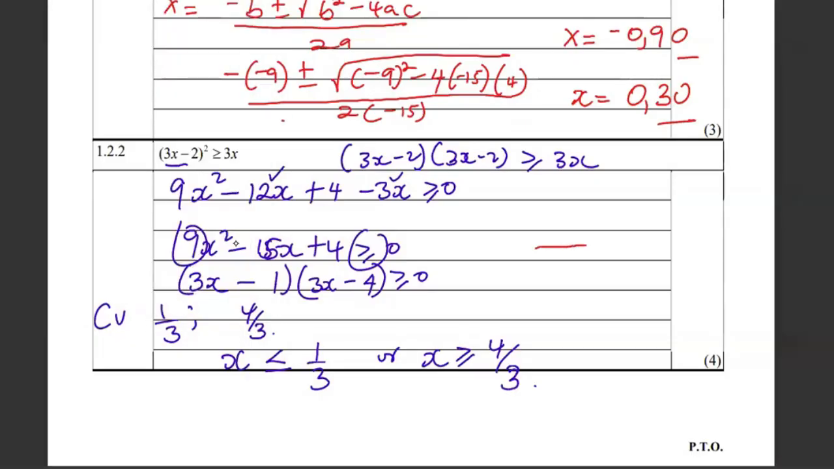Alternatively, there are people that love drawing the parabolas. So this would have been 1 over 3, this would have been 4 over 3, and then your focus is this area.